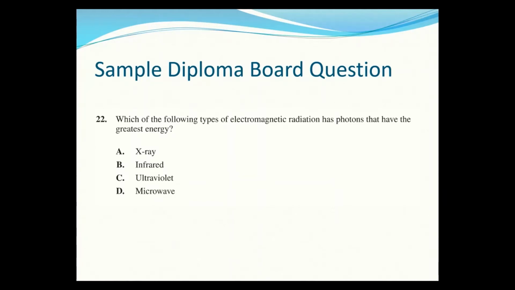So let's start off with some sample diploma questions from last lesson. Pretty straightforward. Which of the following types of electromagnetic radiation has photons with the greatest energy? So our formula is E equals hf, right? So our energy increases as our frequency increases.